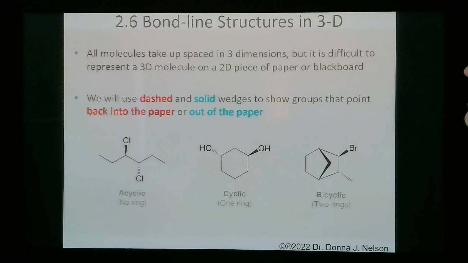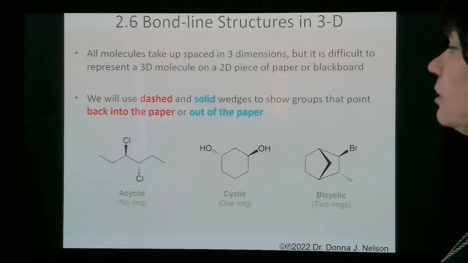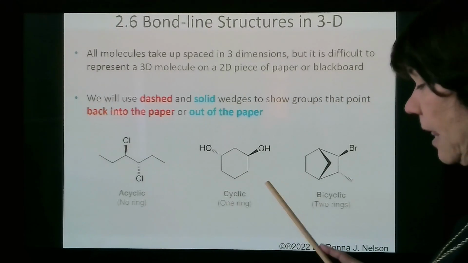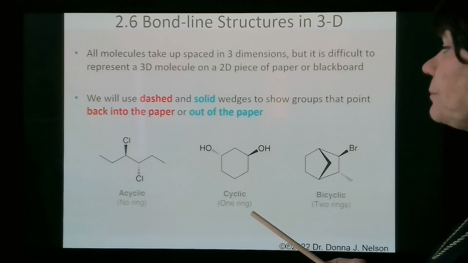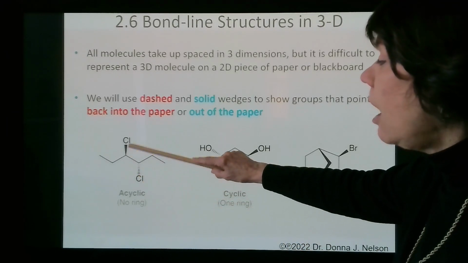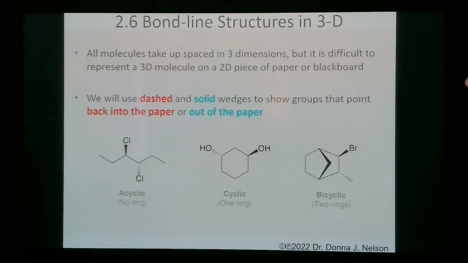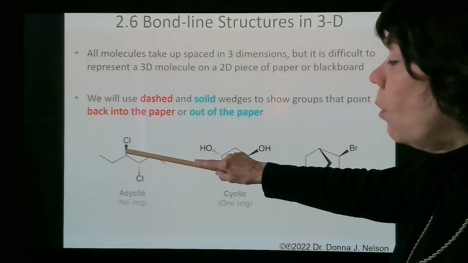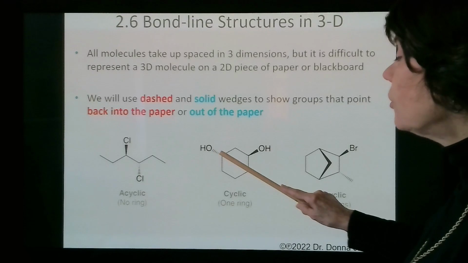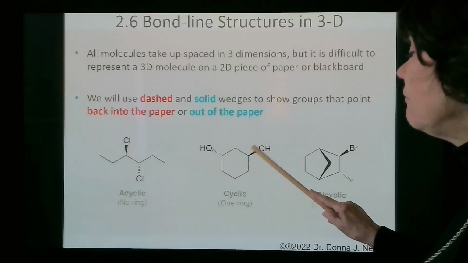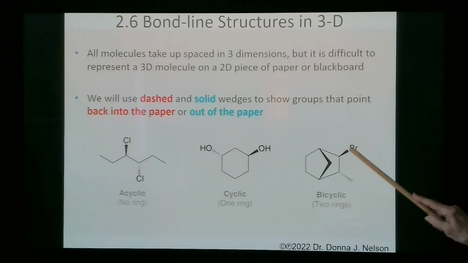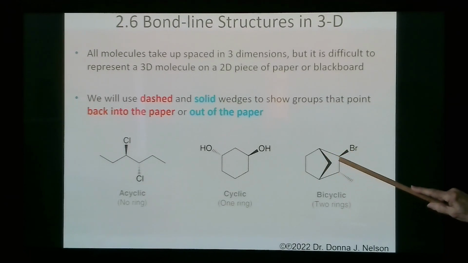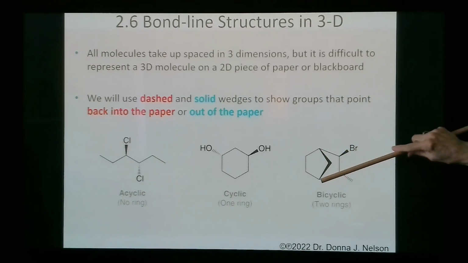All molecules take up space in 3 dimensions, but it's difficult to represent a 3-dimensional molecule on a two-dimensional piece of paper or a blackboard or a screen. So dashed and solid wedges show the groups going behind the screen or coming in front of the screen. This one is going behind the screen. This one is coming in front of the screen. This one is going behind the screen, in front of the screen. And this bridge in this bicyclic molecule is coming out of the screen.